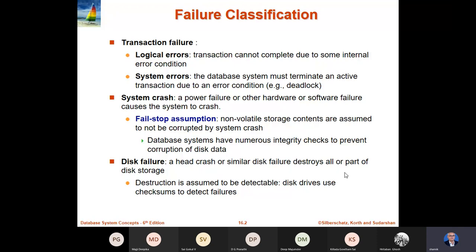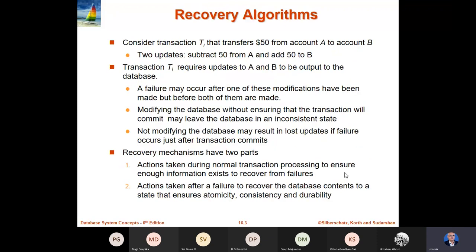Then there is a disk failure. So there is a head crash or similar disk failure that can destroy all or part of our disk storage. It is assumed to be detectable. Disk drives use checksums to detect failure, so it can be detected. So we'll consider different types of situations. So consider a transaction Ti that transfers $50 from account A to B.